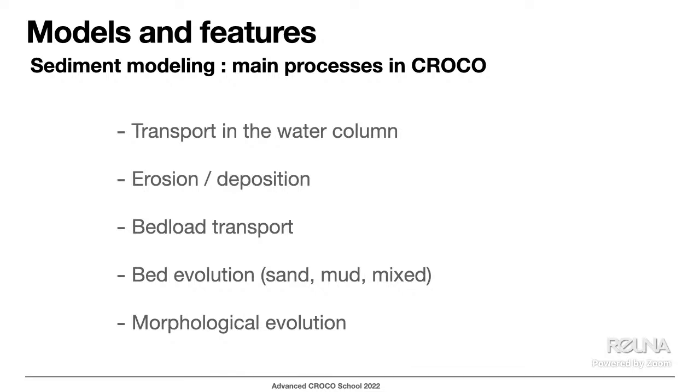So the main processes described in CROCO, those are the processes we saw before. So those are the transport in the water column, erosion of the sediment, deposition of the sediment, transport through bedload, and then the bed itself evolution. So the composition of the bed between the different sediments, and then also eventually the morphological evolution of the bed, so a change of the bathymetry in time.